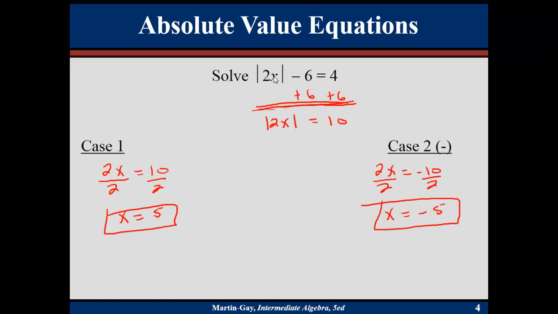If I plug 5 in, 2 times 5 is 10. The absolute value of 10 is 10, and 10 minus 6 equals 4. So you can always plug those back in to check your solutions. Okay, but the key here, make sure that the absolute value symbol is isolated on one side of the equal sign.